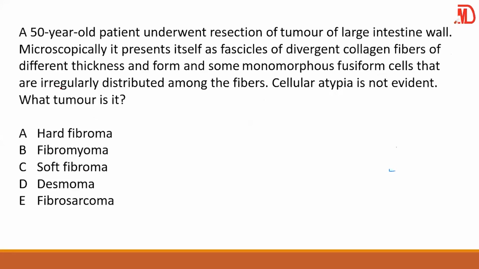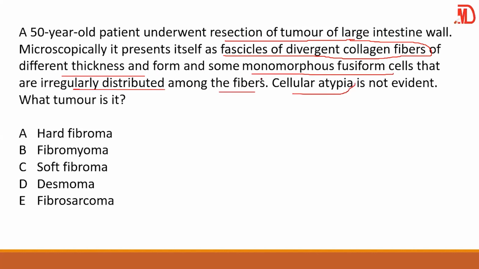I explained to you guys the difference between the different types of fibroma. We have soft and we have hard fibromas, and I explained the differences between them. Now look at the question here. A 50-year-old patient underwent resection of a tumor of the large intestinal wall. Microscopically, it presents as fascicles of divergent collagen fibers of different thickness and form, and some monomorphous fusiform cells that are irregularly distributed among the fibers.